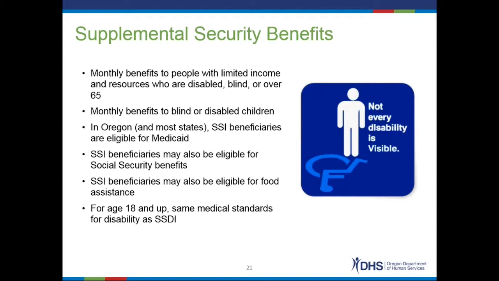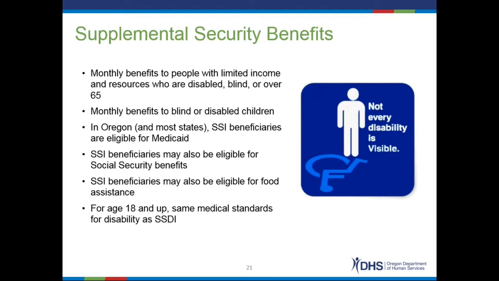Again, monthly benefits go to blind or disabled children. In Oregon and in most states, SSI beneficiaries are automatically eligible for Medicaid. So these are people that we call dual eligible. So they may be getting Medicare as well, but their income levels put them eligible for Medicaid as well. Social Security income beneficiaries may also be eligible for regular Social Security benefits and food stamps or SNAP.